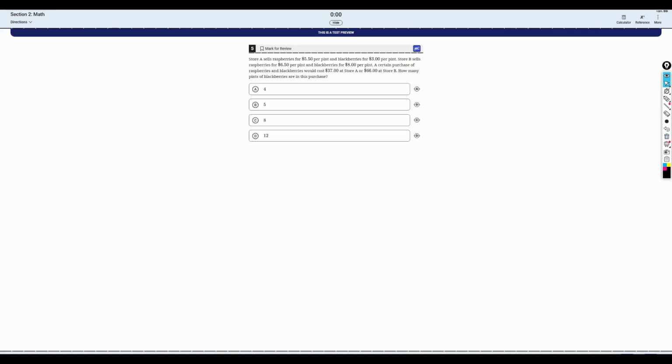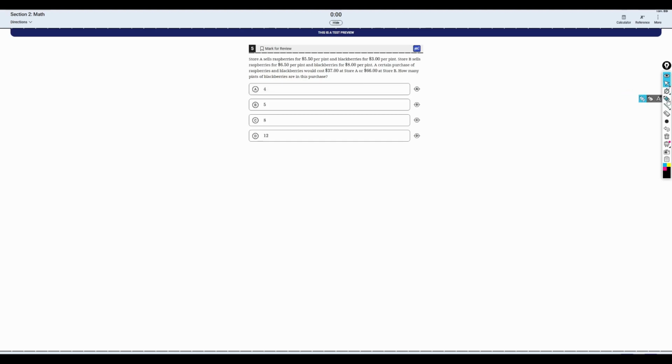Alright, number 5 says, store A sells raspberries for $5.50 per pint and blackberries for $3 per pint. Store B sells raspberries for $6.50 per pint and blackberries for $8 a pint. A certain purchase of raspberries and blackberries would cost $37 at store A or $66 at store B. How many pints of blackberries are in this purchase?